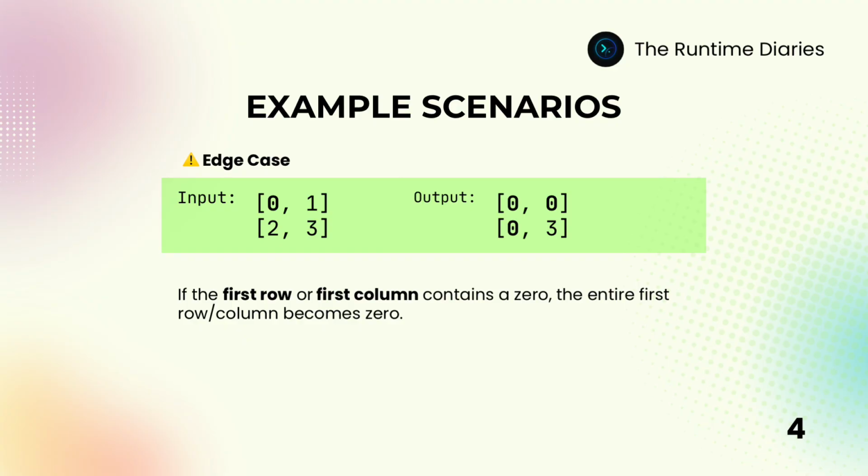But here's an edge case you need to recognize early. If the first row or the first column contains a 0, that entire row or column must also become 0. This matters later when we talk about optimization because the first row and first column play a special role in the in-place version of this algorithm.